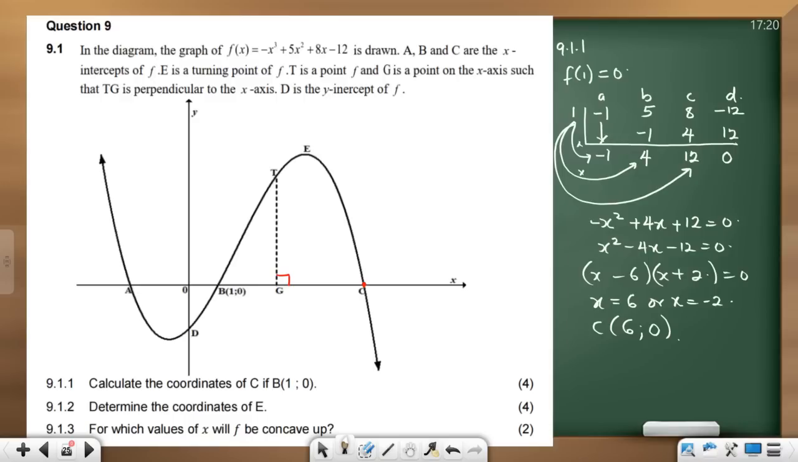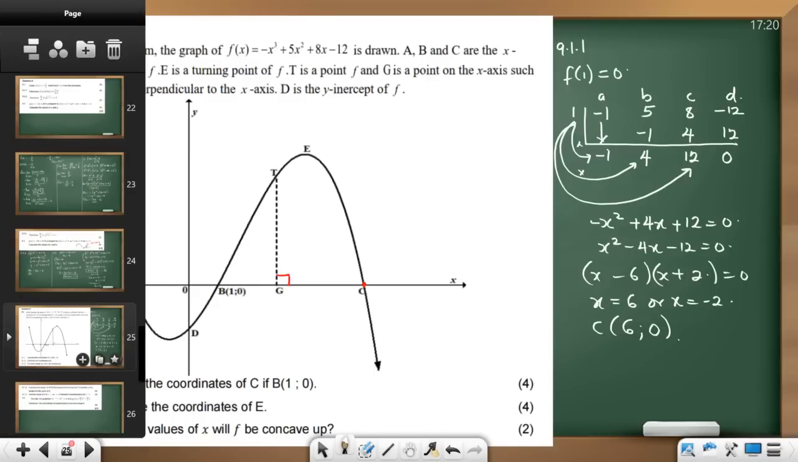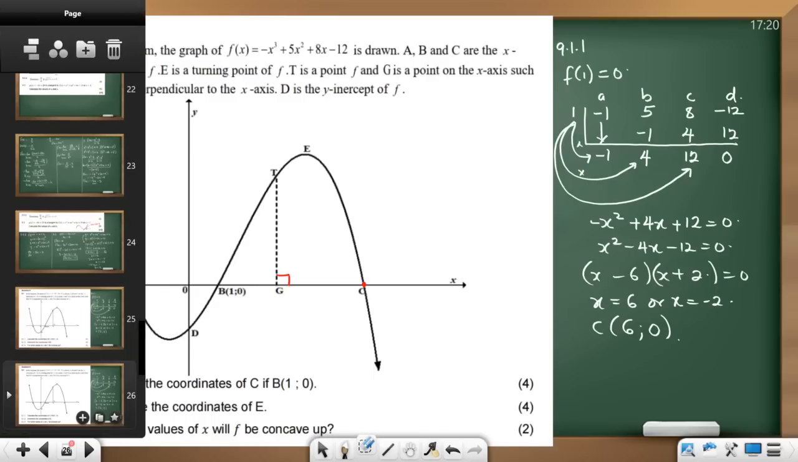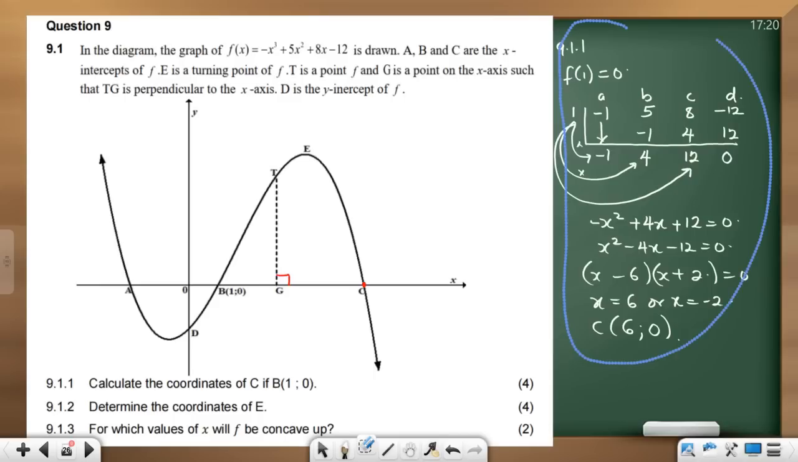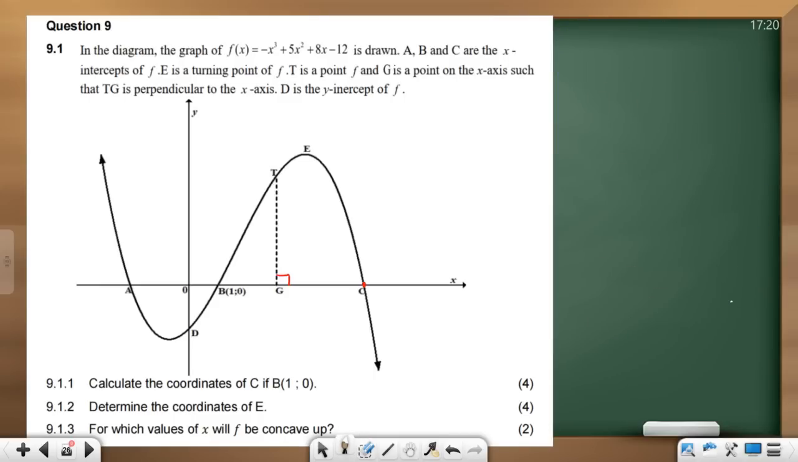Determine the coordinate of E. Oh, sweet, sweet. This is the turning point. Coordinate of E, the turning point. All right, E, TP. What do we know? F prime of x. Good. Let's derive. Negative 3x squared plus 10x plus 8. Now what do we do? We equate this to 0.